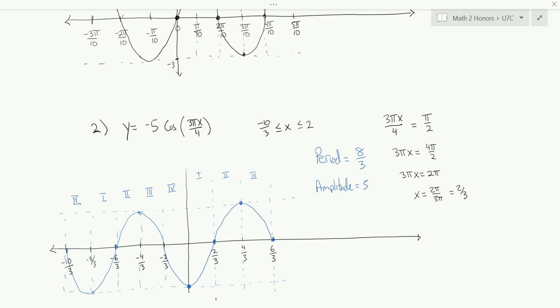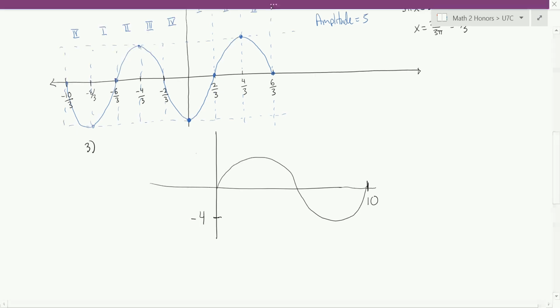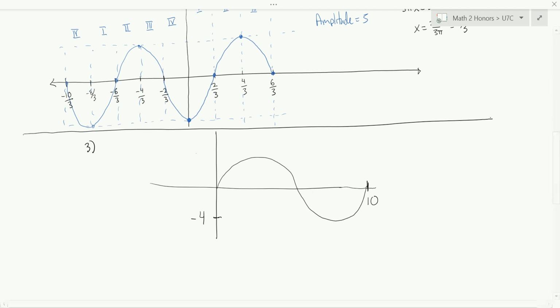Okay. All right, so now we're going to work on, what if I give you the picture, you got to write the equation. How do we do that? Okay, so number 3, here's your picture. Okay, so we have a curve. We see that we got a number on the y-axis, -4. We got a number on the x-axis, 10. And that's all we have.